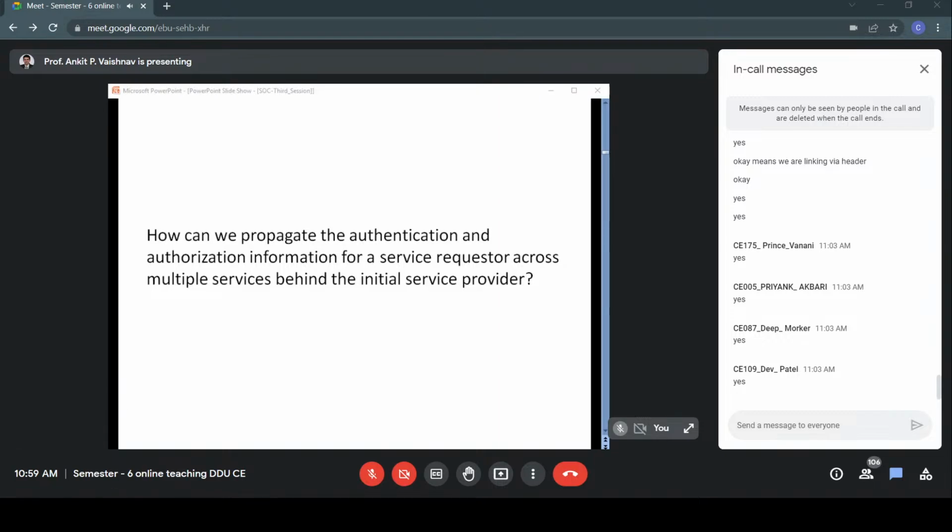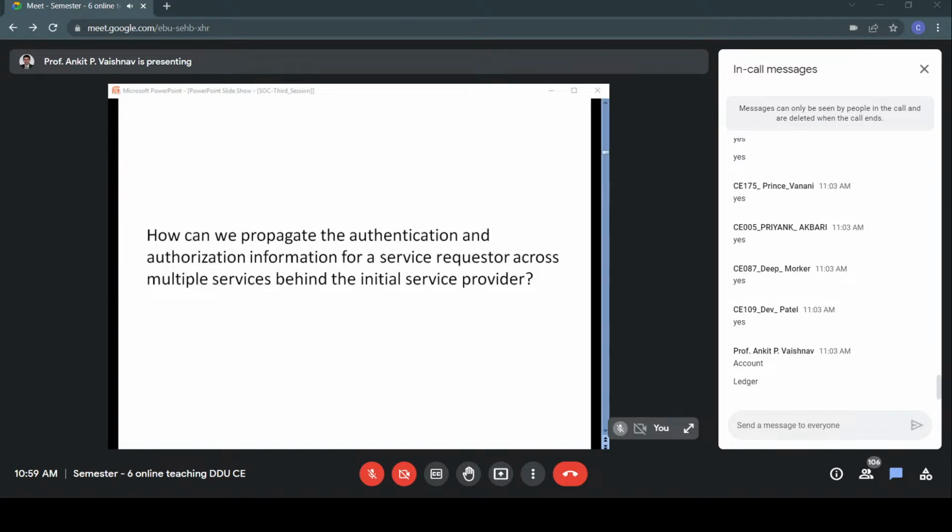If you remember that example, we had account service, we had the ledger service, we had notification service. There are so many services on the other side, okay? So ideally, whenever the requester connects to any other service except account, it should not have to do the authentication authorization once again. Do you agree with this? To have better performance, it should not have to repeat the process of authentication authorization, right? So that's what we mean by this.